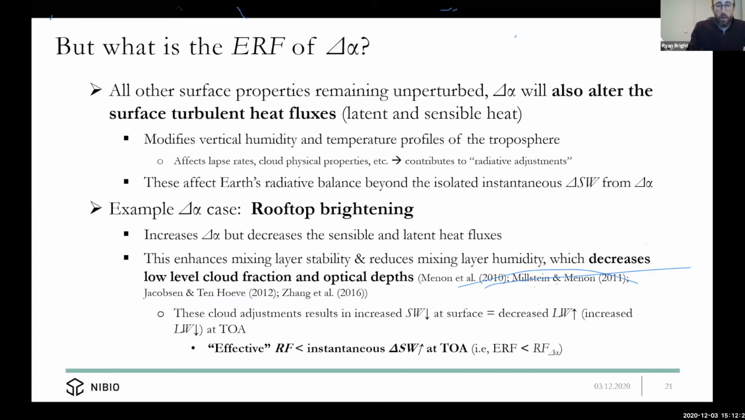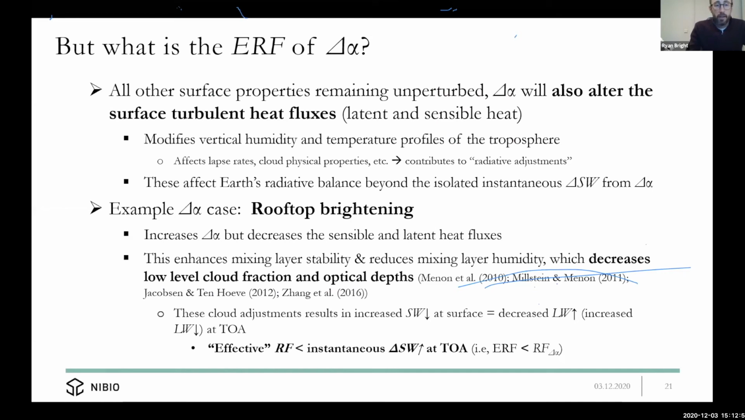Well, all other surface properties remaining fixed, when we perturb the surface albedo, we also alter the turbulent, sensible, and latent heat fluxes, which will alter the physical state of the atmosphere and lead to so-called radiative adjustments, such that the net radiative imbalance at the top of the atmosphere, or the effective radiative forcing, differs from the instantaneous shortwave radiative flux change at TOA, at the top of the atmosphere, due to the surface albedo change only.